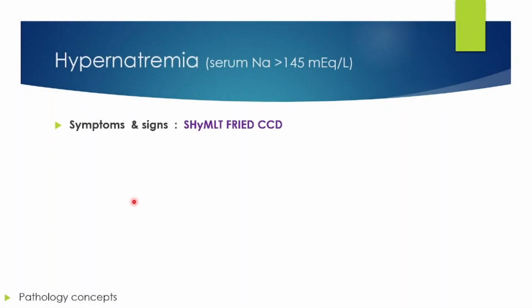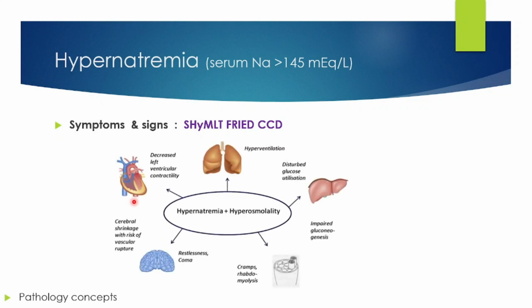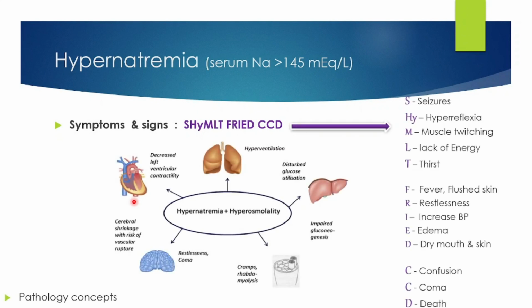The symptoms and signs. The mnemonic for this is SHY MLT FRIED CCD. Let's see the full form. S for seizures, HY for hyperreflexia, M for muscle twitching, L for lack of energy, T for thirst, F for fever and flushed skin, R for restlessness, I for increased blood pressure, E for edema, D for dry mouth and skin, C for confusion, C for coma, and D for death.